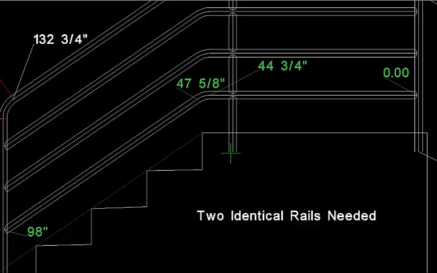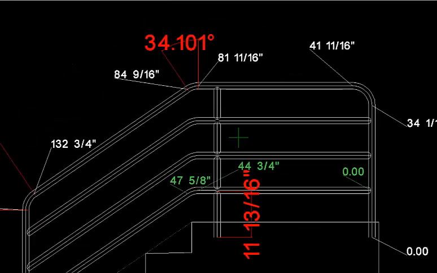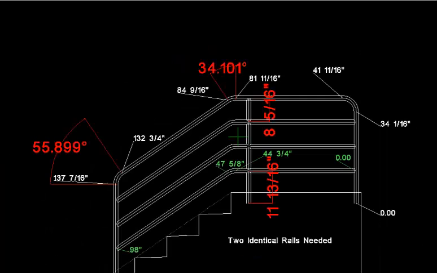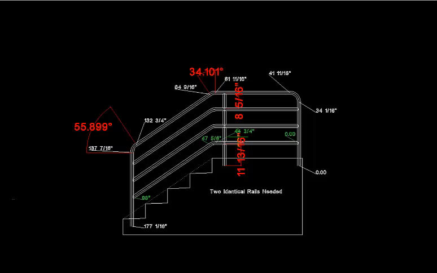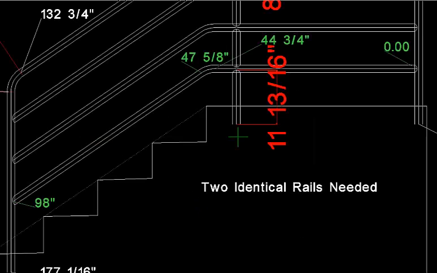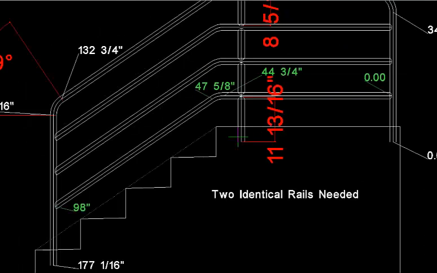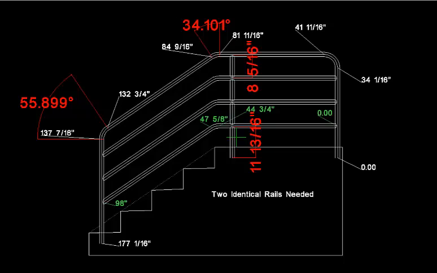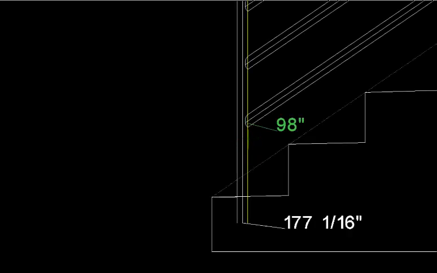We can dimension these so we know what they are. I only dimension one of them just because I know they're all the same. That's pretty much our shop drawing for drawing a railing. Sometimes if I was going to show it to a customer, I would dot these lines to show that they're not visible. I would also do this if I was going to show it to a customer for approval.